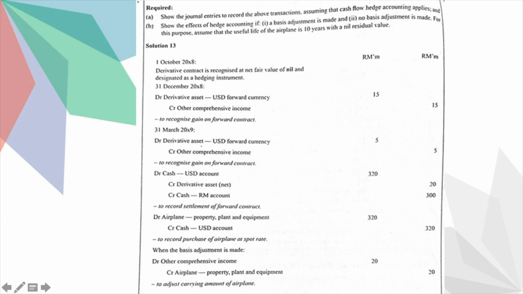Next is debit airplane, property, plant and equipment, and credit cash, USD account, 320 million ringgit Malaysia. This is to record the purchase of the airplane at the spot rate. When the basis adjustment is made, we can look here. Debit other comprehensive income 20 million ringgit Malaysia, and credit airplane PPE 20 million ringgit Malaysia, to adjust the amount of the airplane. Okay, next.